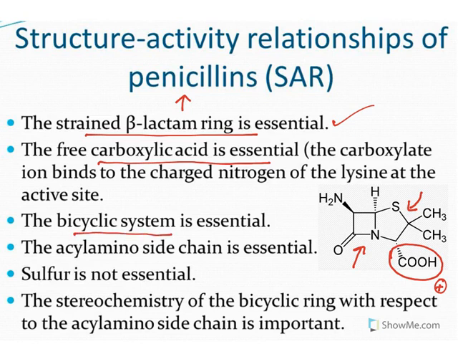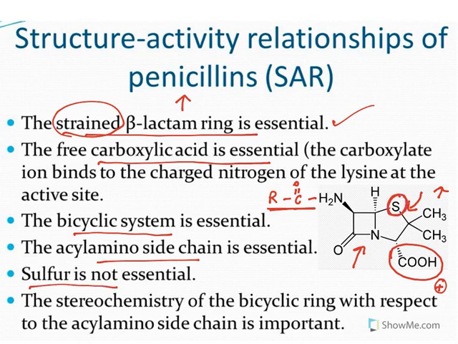Now the bicyclic system is essential because it increases activity. That is what causes strain, and that increases activity. Now the acyl amino side chain is also essential. See here, an acyl amino group is there, and this group is essential for activity. Now sulfur is not essential because we have seen carbapenems do not have sulfur, but still they show activity, so it is not essential. Now the stereochemistry of the bicyclic ring with respect to the acyl amino side chain is important. See, this one is in beta configuration, this one is in alpha configuration, and this stereochemistry is essential to show its activity. So this is the structure-activity relationship of penicillins.